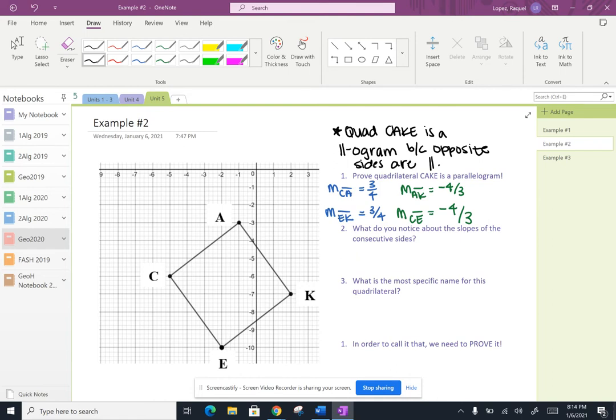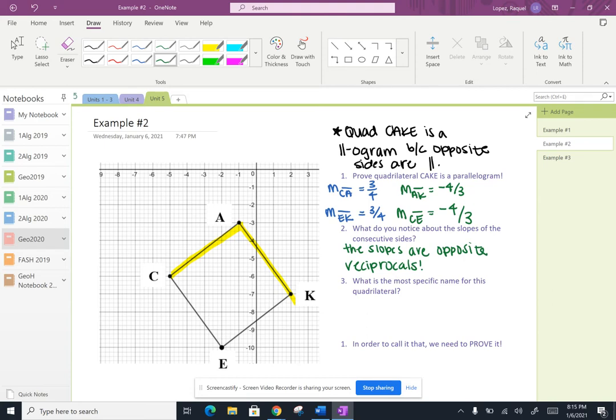Okay, let's take a look at number 2. What do we notice about the slopes of the consecutive sides? Consecutive means right next to. So let's take a look at the slopes of CA and AK. Here is CA and here is AK. Well, I'm noticing that one is positive and one is negative, and the fractions are flipped. So that means that these are opposite reciprocal slopes. So the slopes are opposite reciprocals.